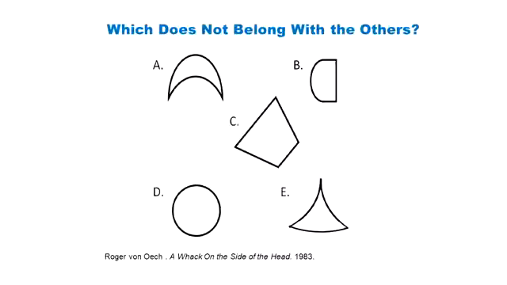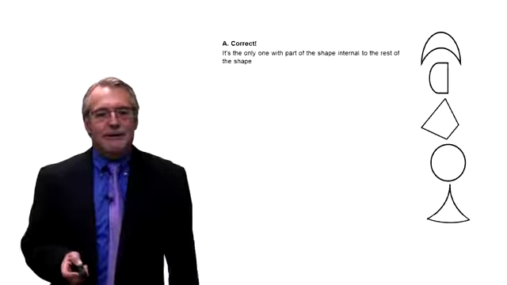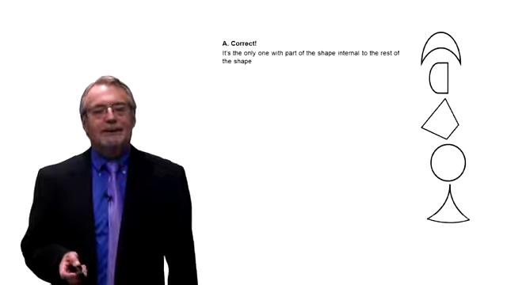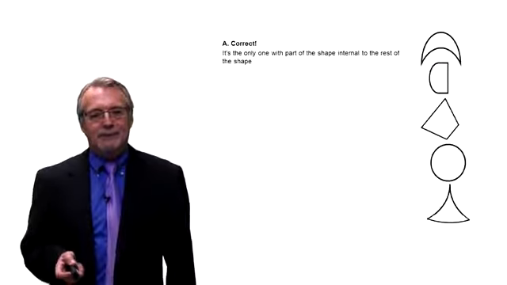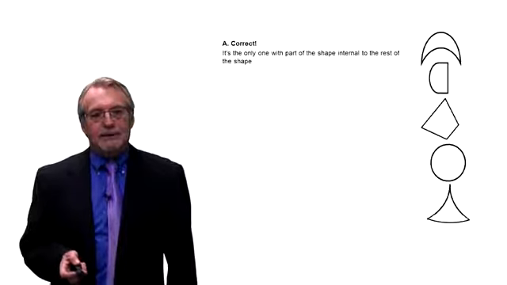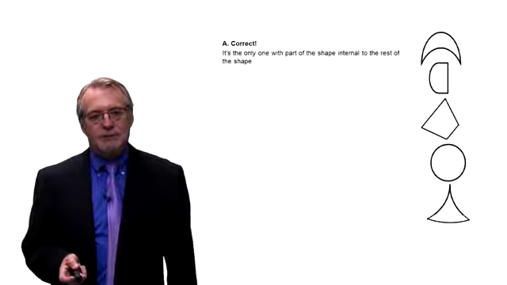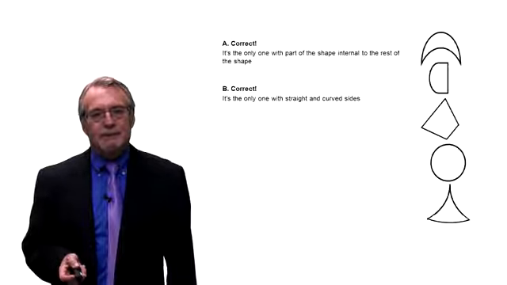And it doesn't take you long to do that. I'm sure a lot of you just like that, oh, that one right there. Okay, so if you picked A, you're correct. It's the only one that has part of the shape internal to the rest of the shape. Anybody pick B? Okay, great, you're right. It's the only one that has a straight and curved side.